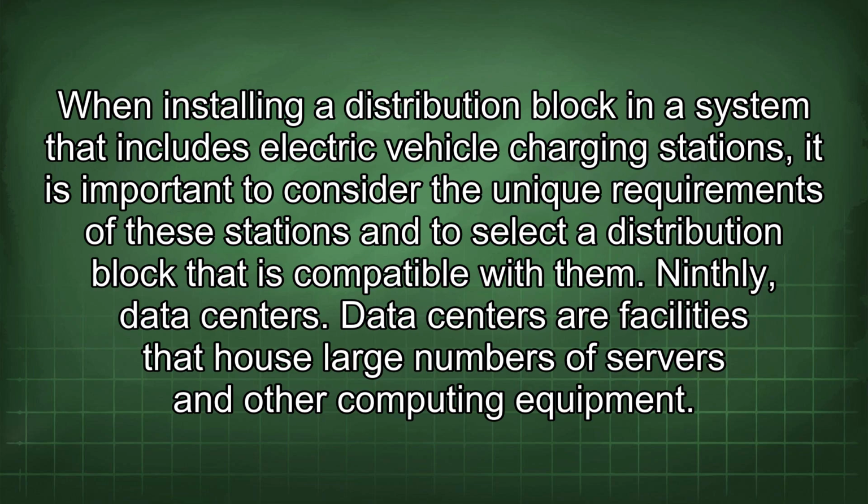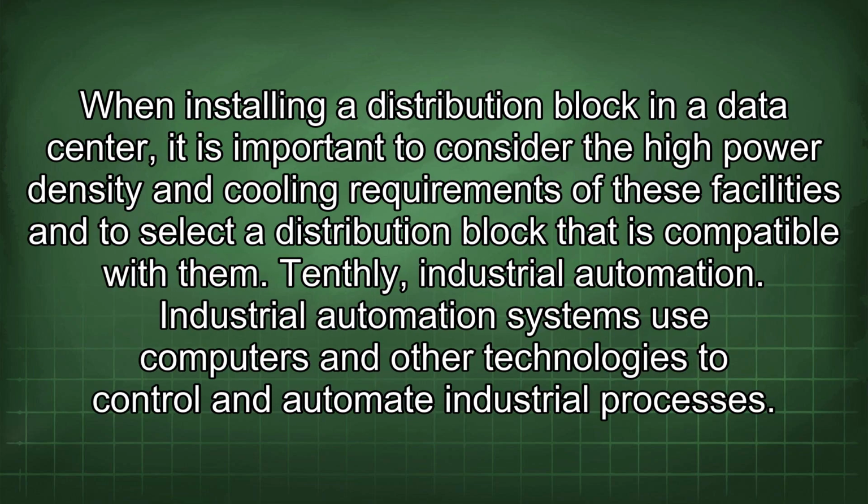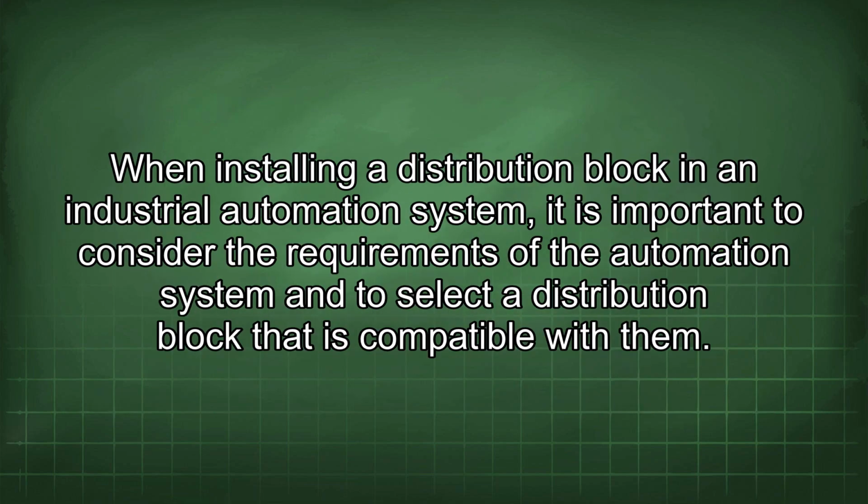Ninthly, data centers. Data centers are facilities that house large numbers of servers and other computing equipment. When installing a distribution block in a data center, it is important to consider the high power density and cooling requirements of these facilities and to select a distribution block that is compatible with them. Tenthly, industrial automation. Industrial automation systems use computers and other technologies to control and automate industrial processes. When installing a distribution block in an industrial automation system, it is important to consider the requirements of the automation system and to select a distribution block that is compatible with them.